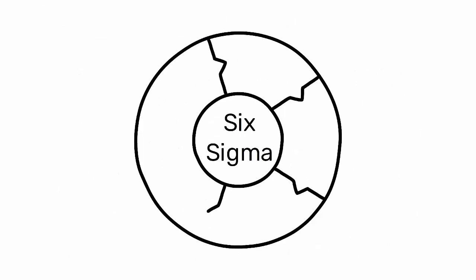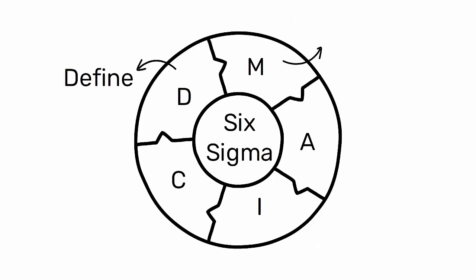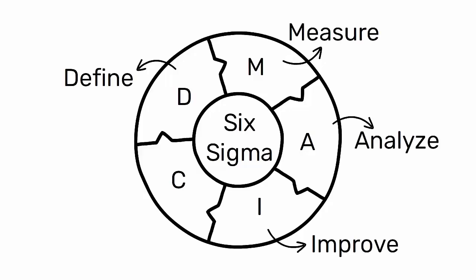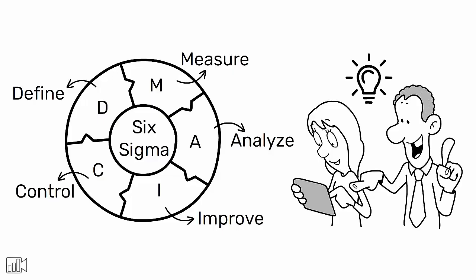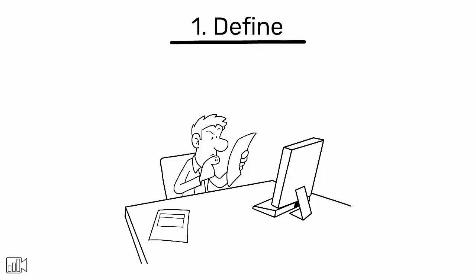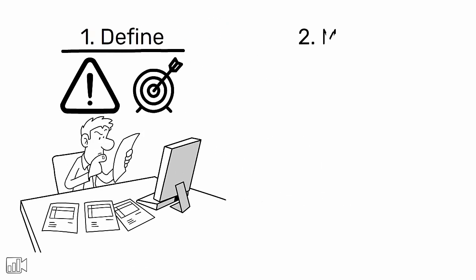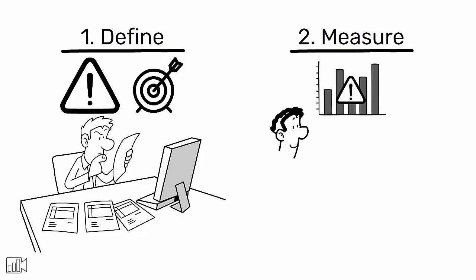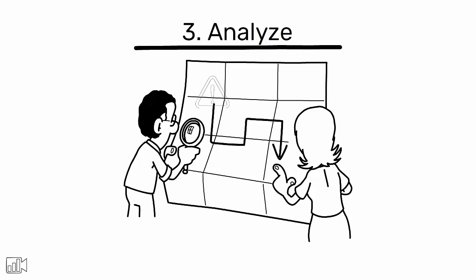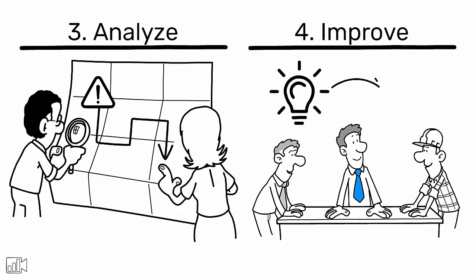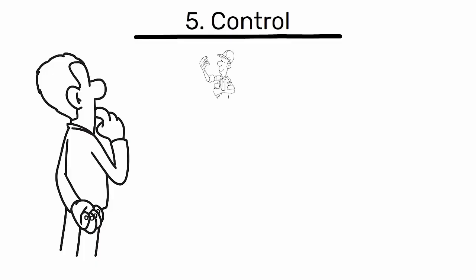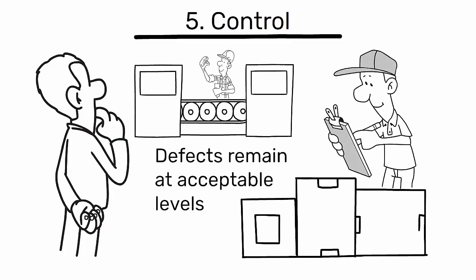The Six Sigma methodology is based on a concept called DMAIC: define, measure, analyze, improve, control. This is a structured approach to problem solving. 1. Define: identify the problem and the project goals. 2. Measure: quantify the problem and collect relevant data. 3. Analyze: identify the root cause of the problem. 4. Improve: develop, test, and implement solutions to the problem. 5. Control: monitor the process to ensure that defects remain at acceptable levels.